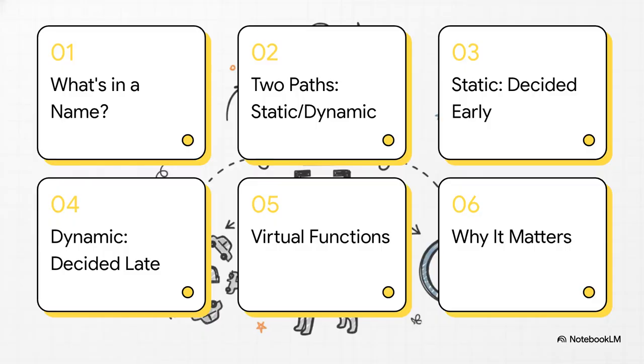Okay, so here's our game plan to get a real handle on this. We're going to look at the two main paths polymorphism can take, static and dynamic. Then we'll get into the real power player, virtual functions, and wrap it all up with why this stuff truly matters for you as a programmer.